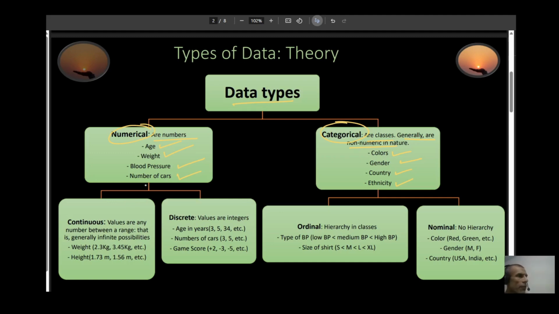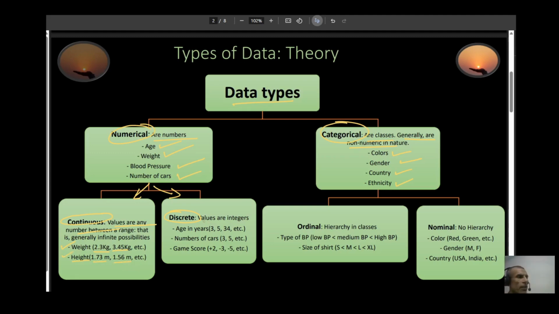Now, numerical is further subdivided into two types: continuous and discrete. Continuous are the ones where your values are any number between a range. In other words, your possibilities are almost infinite. For example, weight of somebody. Your weight can be 2.3 kilograms, 3.45 kilograms. It could be any one of these numbers. Also height. Your height can be 1.73, 1.56 meters, 2.5 meters. It could be any one of these numbers. So these are your continuous.